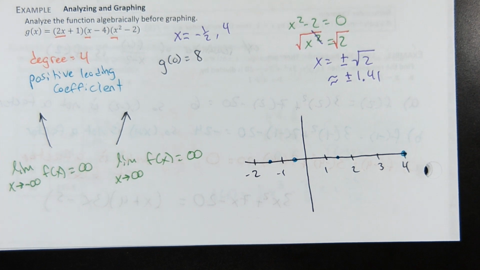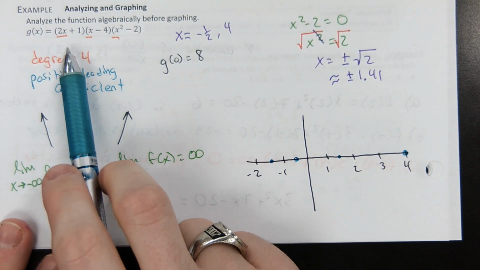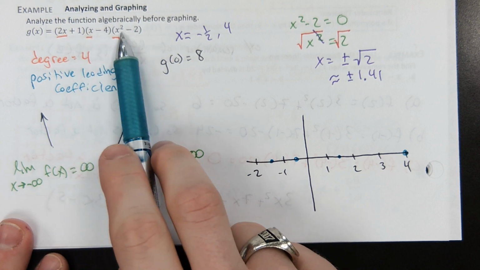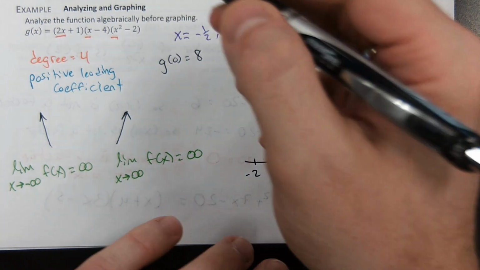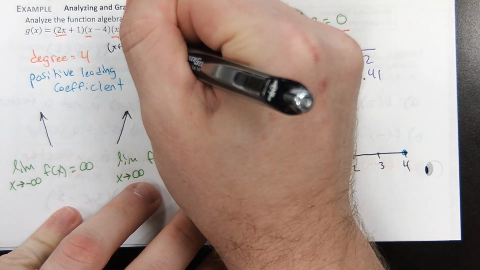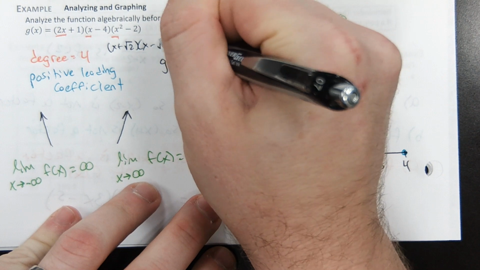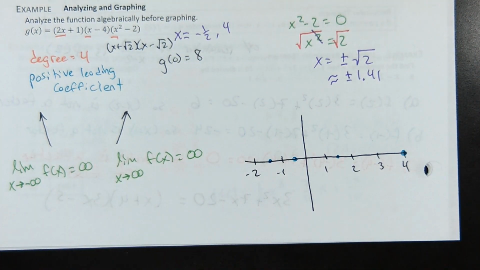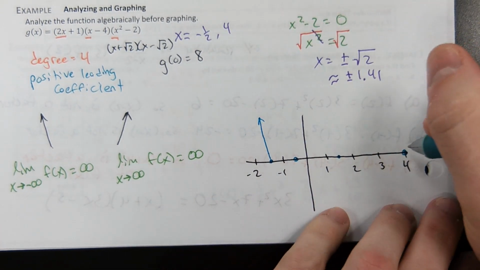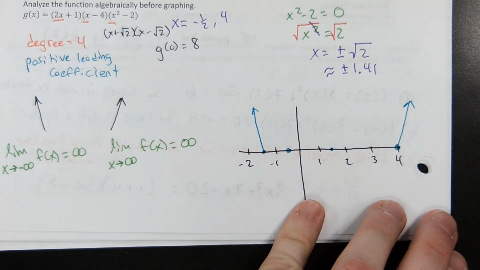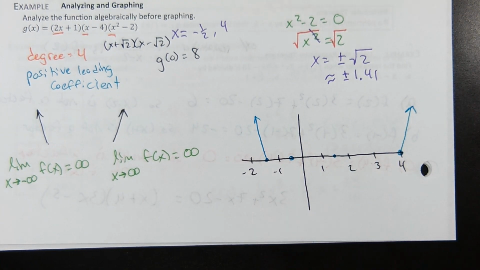I have our 4. And you know what? Even though this is a power of 2, this could, quote unquote, linearly factor to x plus the square root of 2 times x minus the square root of 2. So again, all of them are crossing through the x-axis. Throw our endings on there. And then cross through the x-axis at every dot.